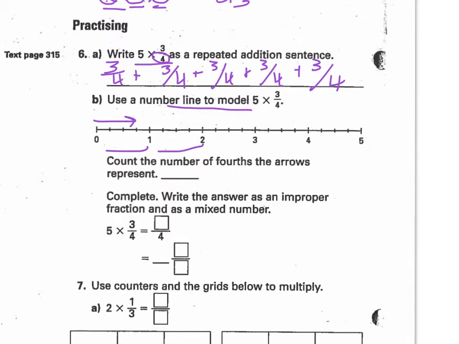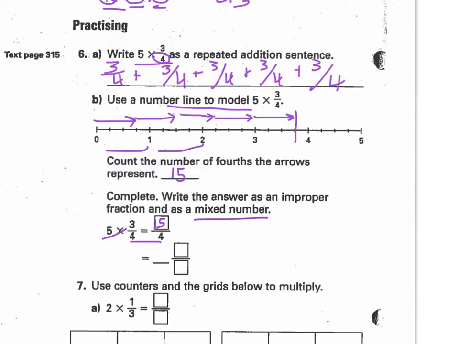So I'm going to go. There's my first set of 3/4. 1, 2, 3. There's my second set. There's my third set, fourth set, and my fifth set. The arrow stops here. How many fourths do I have? I have 15. So I'm going to complete the answer. 5 times 3 is 15, and I keep my same denominator.